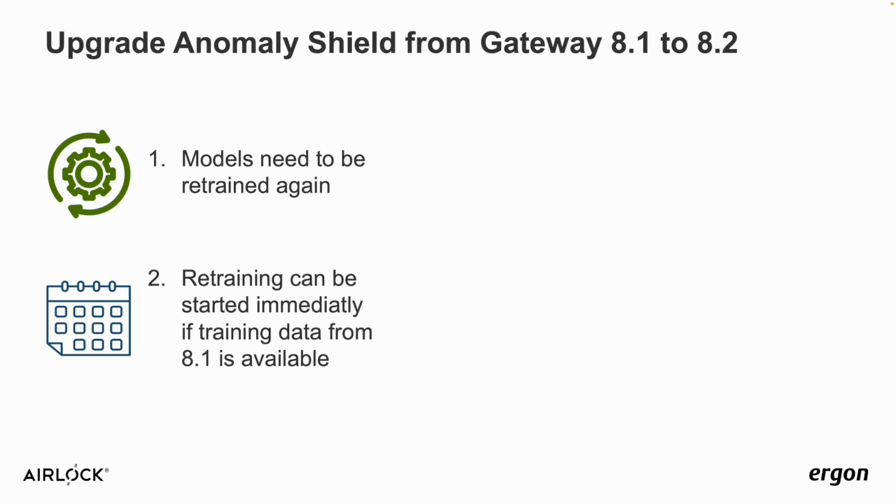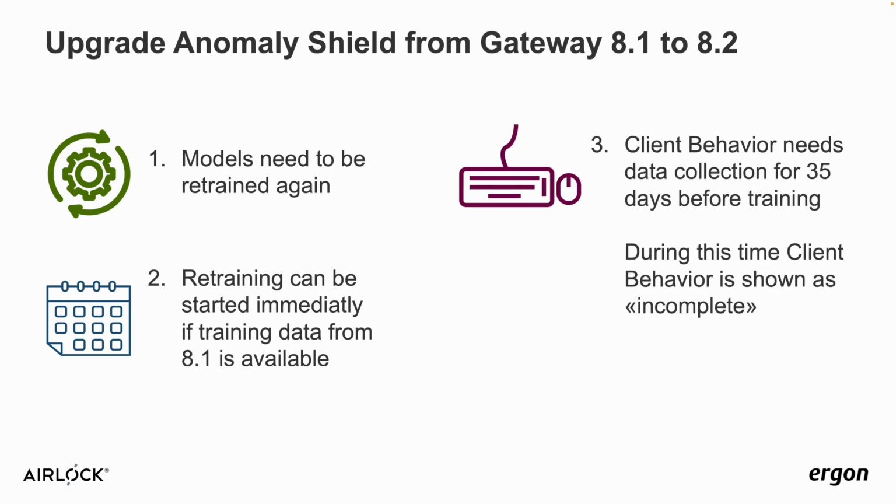The exception to the rule is, of course, the client behavior, because the client behavior model is new, so it has no data, so it needs the 35 days before you should train it. But during this time, the client behavior is just shown as incomplete. All the other models continue to work as expected. So you really, on the first day, you can start the retraining, and 35 days later, you have to do a little bit of work, one more retraining, and client behavior will work as well.